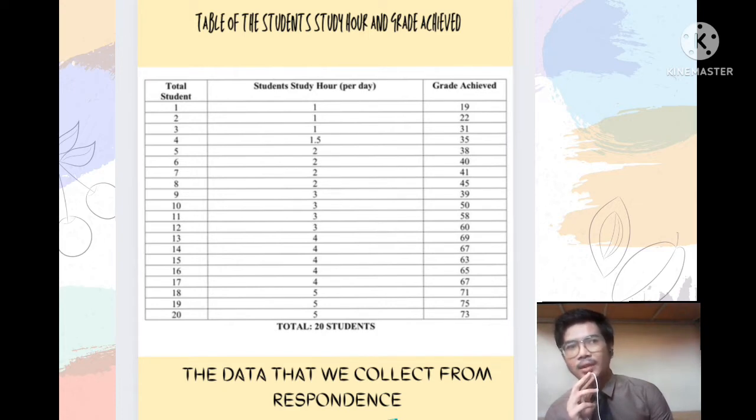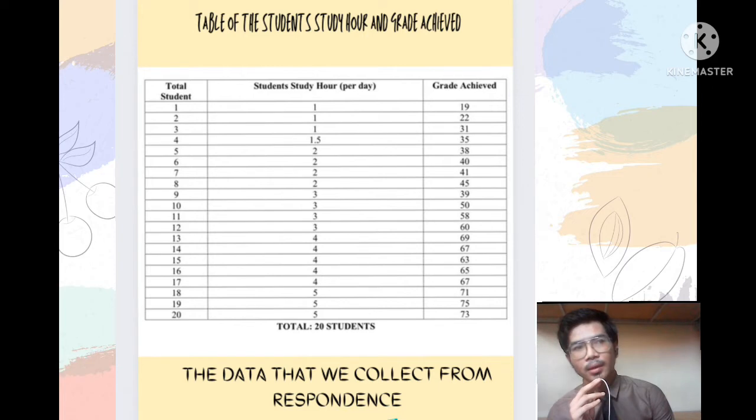In addition, the number of students who study for 2 hours is 4 pupils. They get a grade from 38 to 45. This number is the same as the number of students who study for 3 hours. They have got 39 to 16 as the grade achieved.